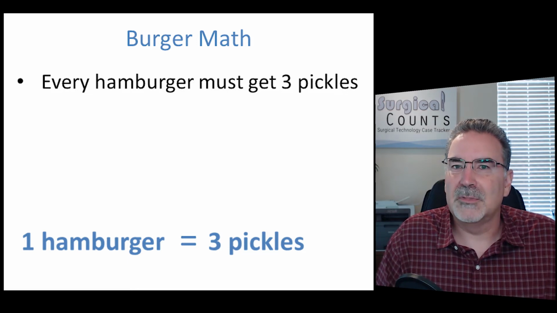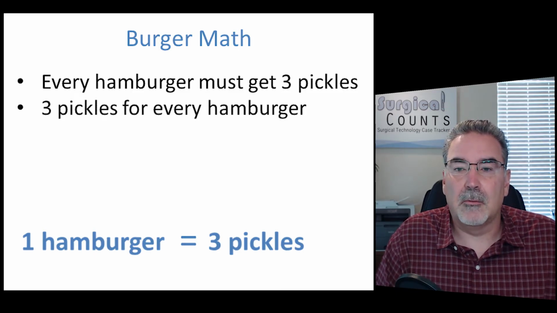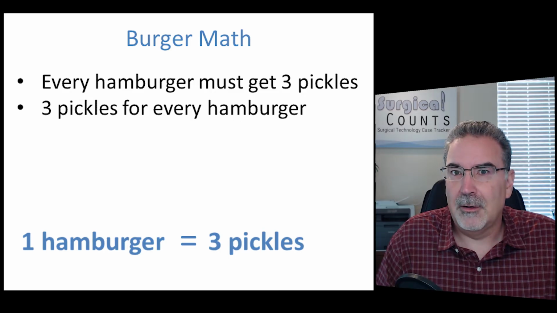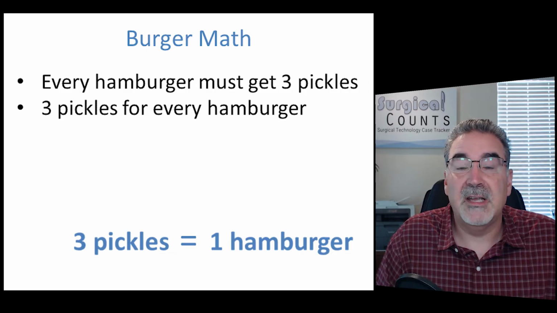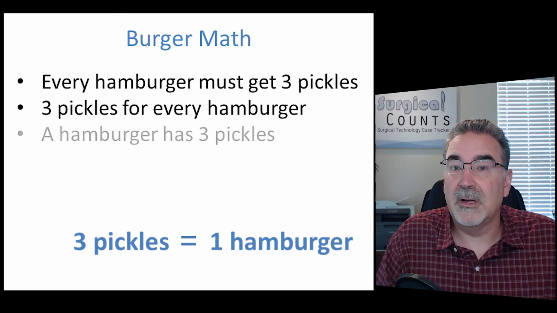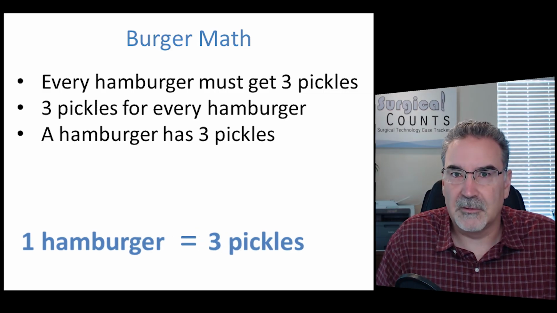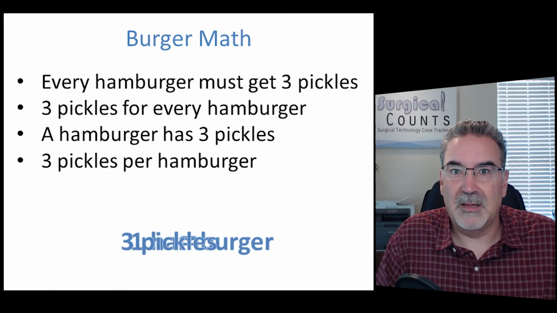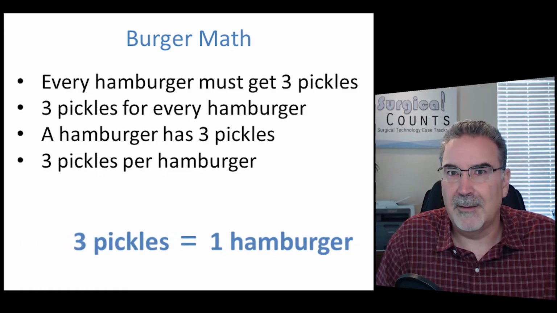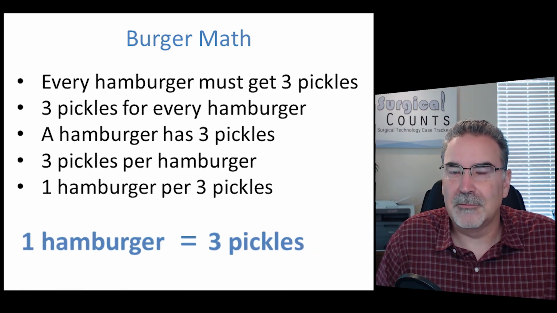But word problems, the problems that you're going to find on a test, could be written in English many different ways. It could be written as 3 pickles for every hamburger, in which case, mathematically, you could write that as 3 pickles equals 1 hamburger. Or it could be written as a hamburger has 3 pickles. Mathematically, 1 hamburger equals 3 pickles. Or how about 3 pickles per hamburger? Mathematically, 3 pickles equals 1 hamburger. Or 1 hamburger per 3 pickles. 1 hamburger equals 3 pickles.